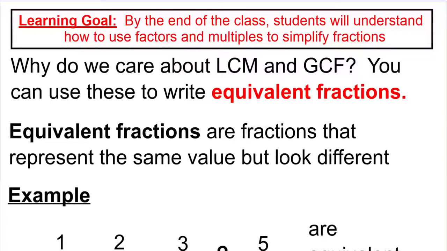Here's a very important question. Why do we care about least common multiple and greatest common factor, right? We just spent the last video learning how to find least common multiples and greatest common factors, and the question is, who cares? What's the point of looking at all these lists of numbers?